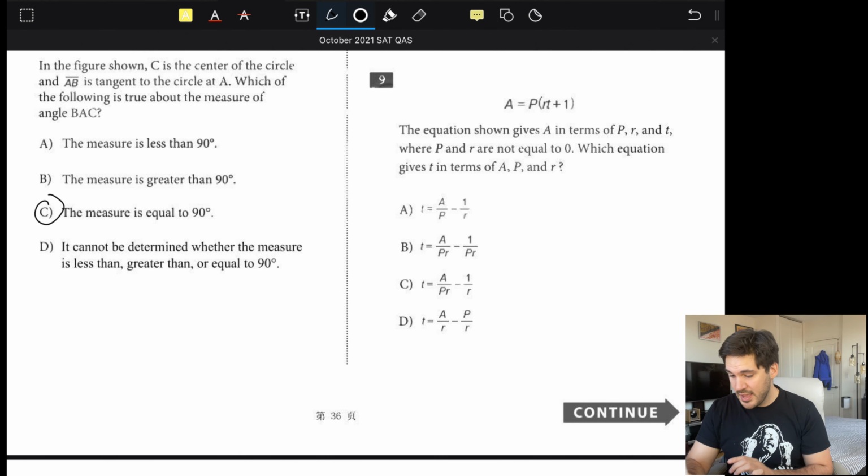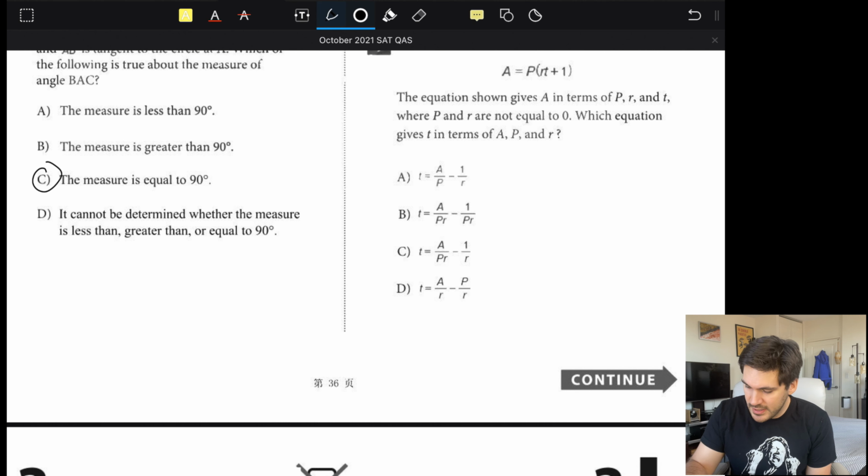Number 9. The equation shown above gives A in terms of P, R, and T, where P and R are not equal to 0. Which equation gives T in terms of A, P, and R? Okay, a lot of wording, but really they're literally just asking us to isolate this for T. So we're just going to do PEMDAS backwards to isolate it for T. You've done this before, right? A million times probably. So let's just do it.